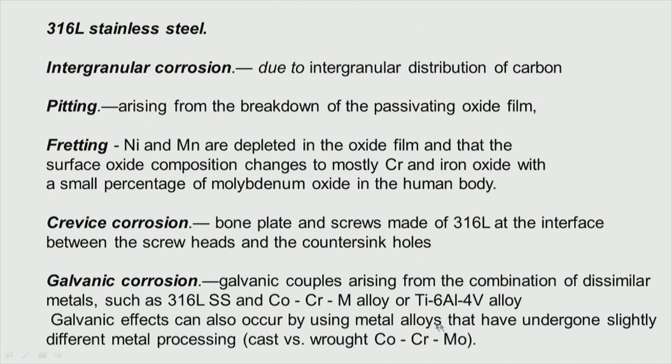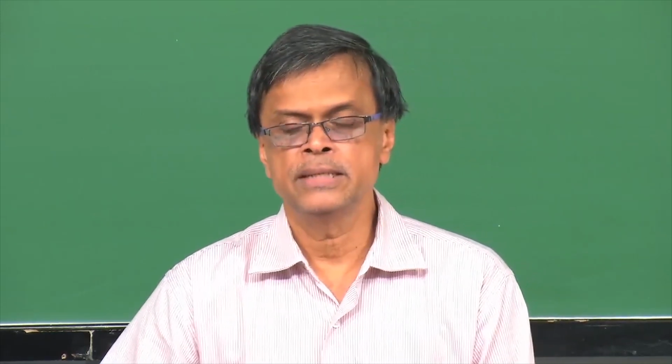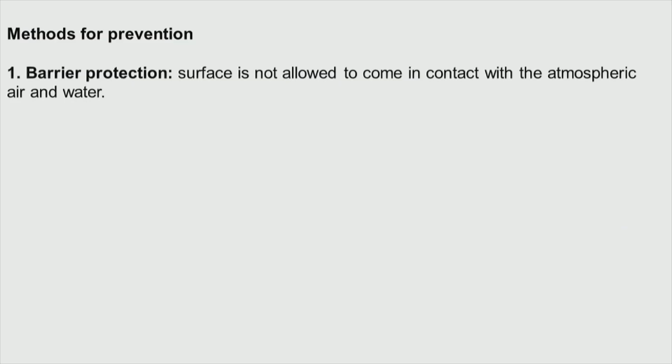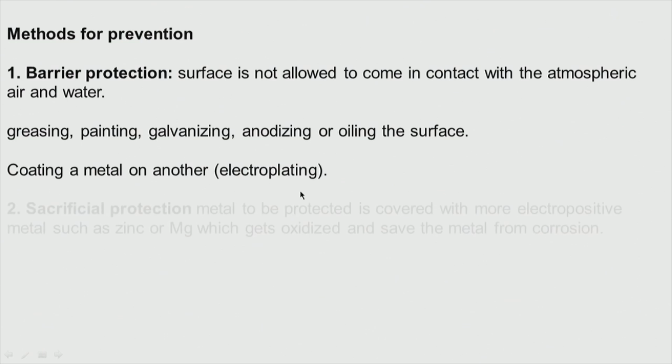Galvanic corrosion can also occur by using metal alloys that have undergone slightly different metal processing, cast versus wrought. For example, if you take cobalt, chromium, molybdenum, if you have two of these, one made through casting, another made through the wrought method, then they can undergo galvanic corrosion. So, what are the methods of protection? Barrier protection. We can have a surface layer that prevents the metal from contact with the atmosphere, air, water: greasing, painting, galvanizing, anodizing, oiling the surface, coating a metal on another metal, electroplating. All these are barrier protection.